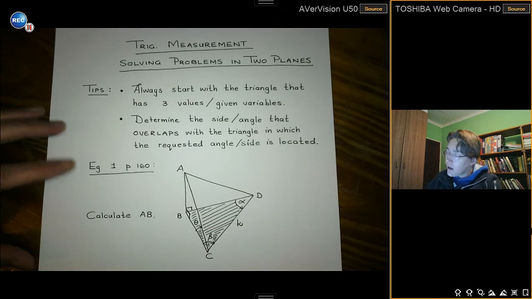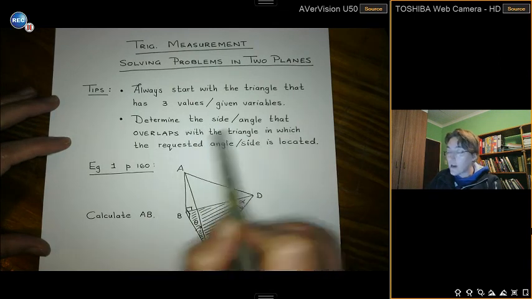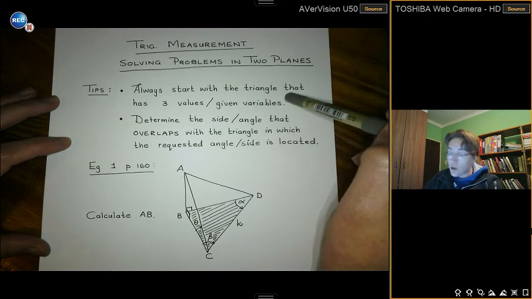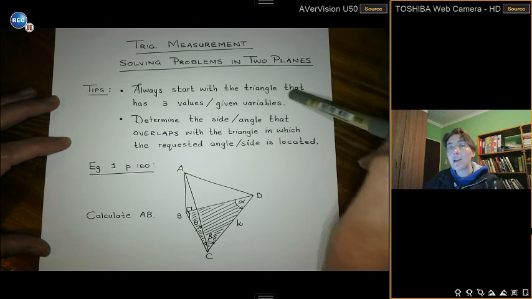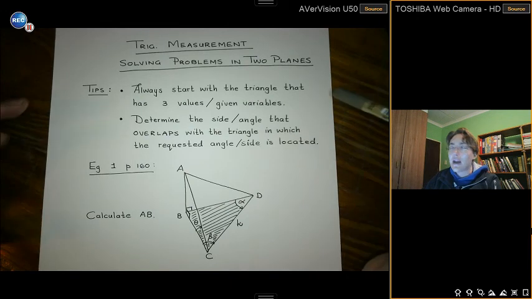If you don't have 3 pieces of information in trigonometry, you can't do a calculation. Then, determine the side or angle that overlaps with the triangle in which the requested angle or side is located. So you always start with this triangle, but you always work towards the side that overlaps with the triangle in which you are trying to solve that angle or that side, depending on what was asked.